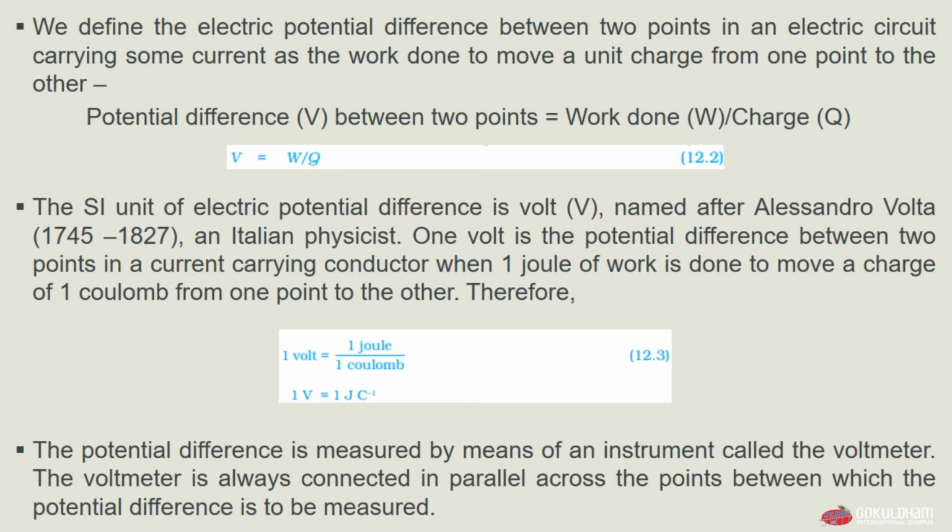The potential difference is measured by means of an instrument called a voltmeter. Means the voltmeter is an instrument used to measure the potential difference in the circuit. The voltmeter is always connected in parallel across the points between which the potential difference is to be measured. Means this voltmeter will be placed in parallel across 2 points between which we want to measure our potential difference.